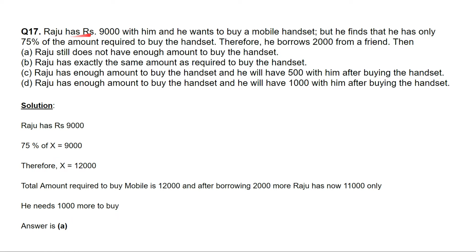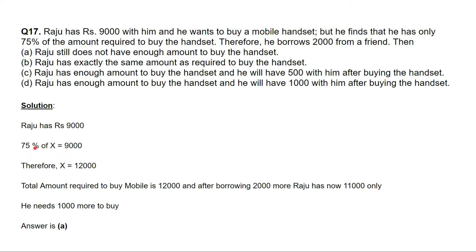Okay, this is a very good question. Here, a guy called Raju has 9,000 rupees. He borrowed 2,000 more, and he has to buy a handset. But this 9,000 rupees is 75% of the total amount that he needs to buy that handset. That's the reason he borrowed 2,000 more. Now he has 11,000 rupees with him. And we are given all these assertions, and we have to find which one is true here.